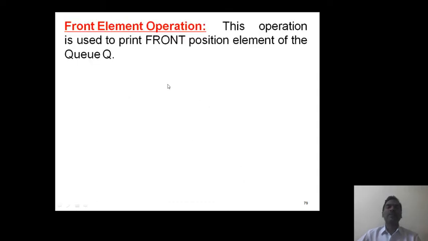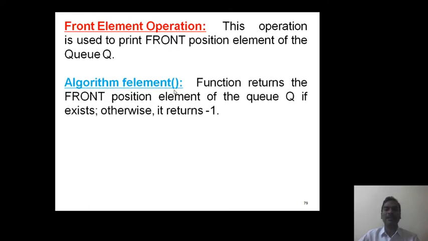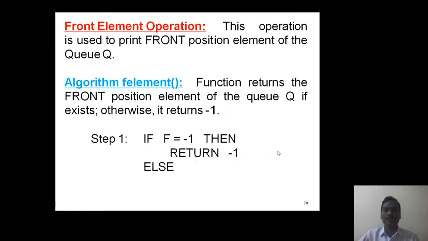Next operation, front element operation. This operation is used to print the front position element of the linear queue. Algorithm F element. The function returns the front position element of the queue if it exists, otherwise the function returns -1. The process of checking: if F = -1, that means elements are not available, so return -1. Else, if elements are available, return Q of F. End if.